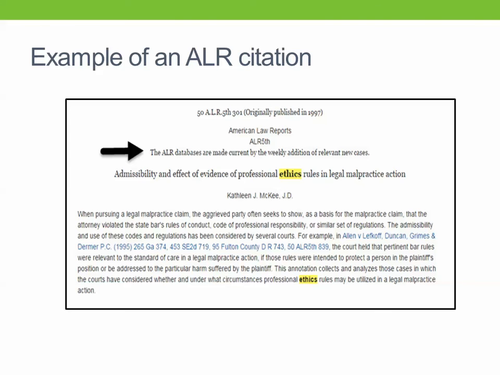Here's a sample ALR annotation, and it's dealing with issues of admissibility and the effects of evidence rules, rules of professional ethics in this instance, in legal malpractice actions. So it will start off, it tells us the author, this would be an editor employed by the company, and then it gives us a little synopsis or syllabus, little abstract of what the particular annotation will cover. If we looked at more of it, we would see references to certain state bar professional ethics or from the ABA.